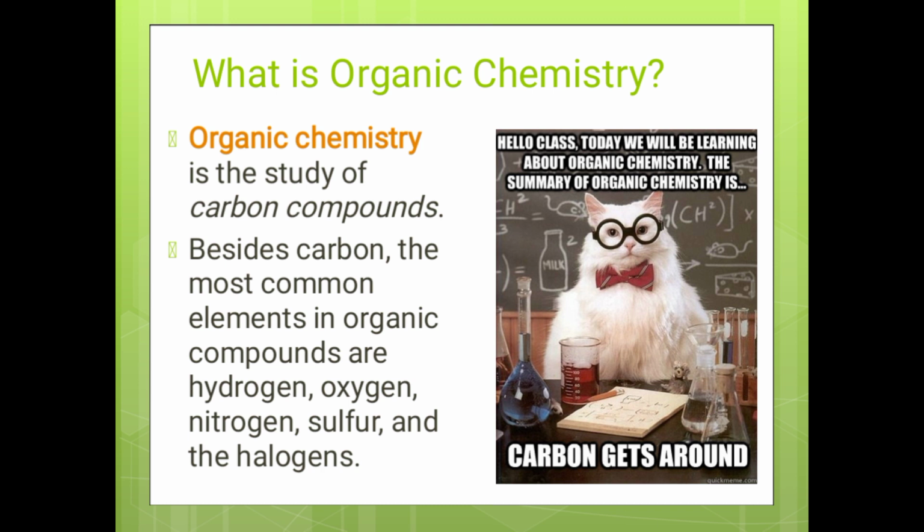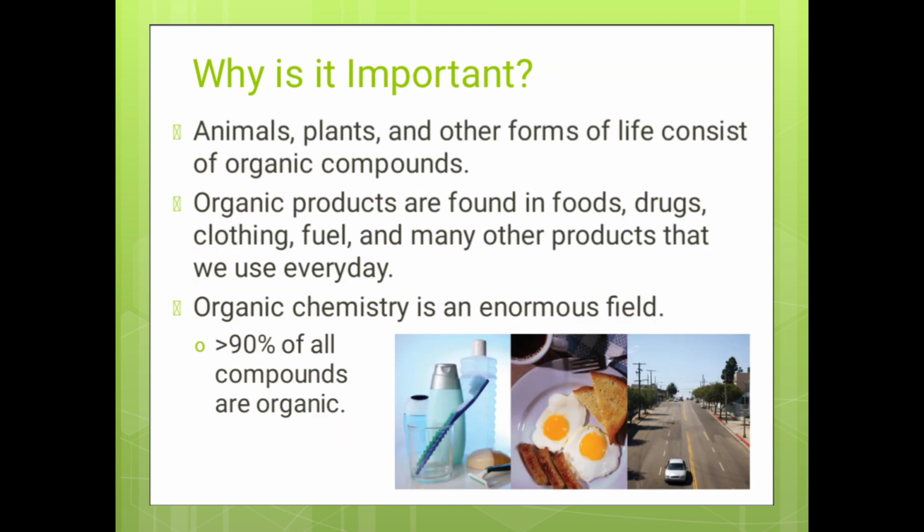No. The question is, apart from the carbon, there are other elements that are involved, and these elements include hydrogen, oxygen, nitrogen, sulfur, and halogens. And remember, the members of halogens are group 7 elements, which constitute chlorine, fluorine, bromine, iodine, and astatine. So now the next thing is why organic chemistry is important.